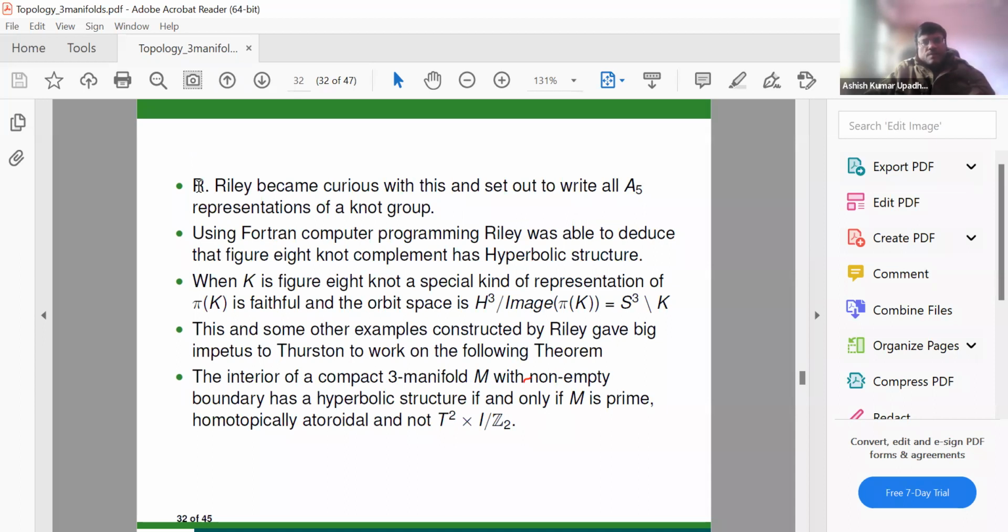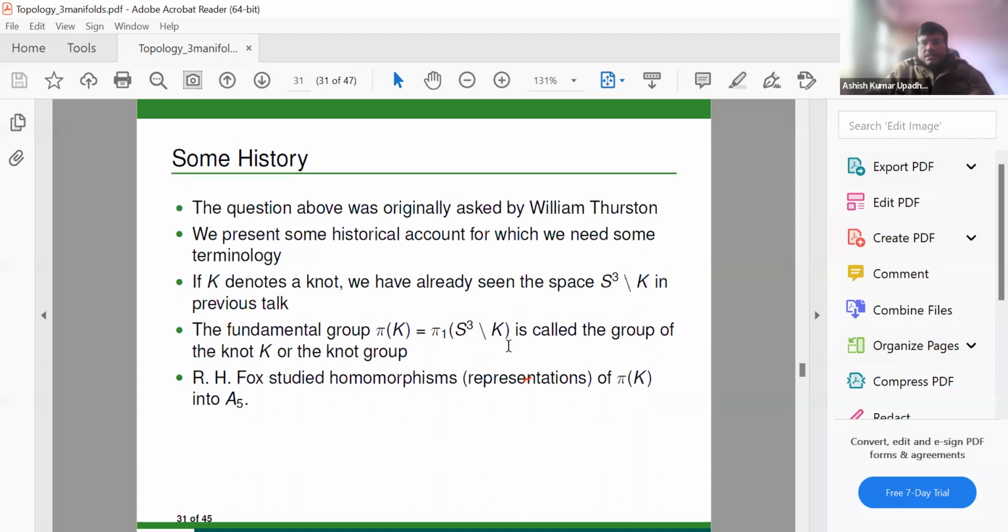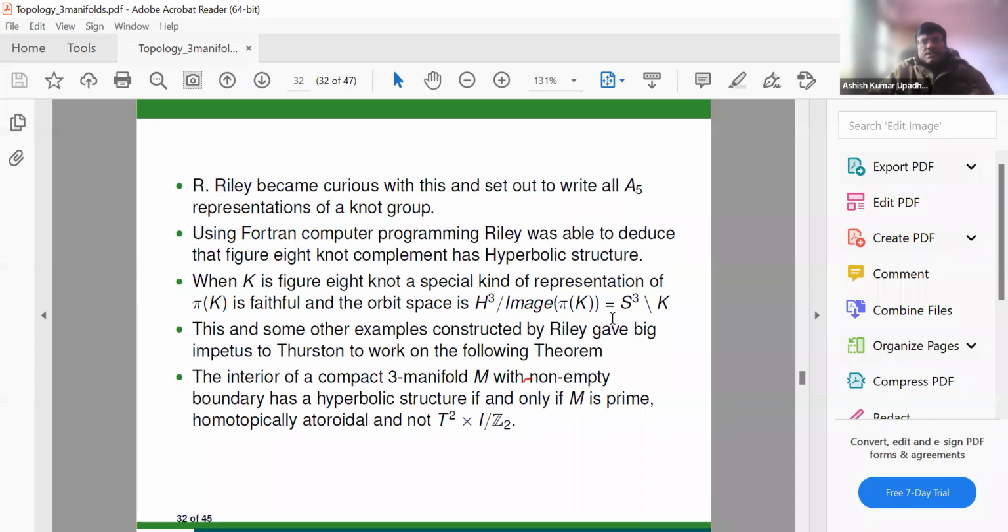Now, there was a mathematician named Robert Riley, who became interested in this study, and he tried to classify all A5 representations of the knot group. So in some sense, he tried to study all homomorphisms of the knot group into A5. So you see, I am talking about K. K may be any knot. K may be any general knot, and there are a lot of knots. So this is a general situation. So he tried to study representations.